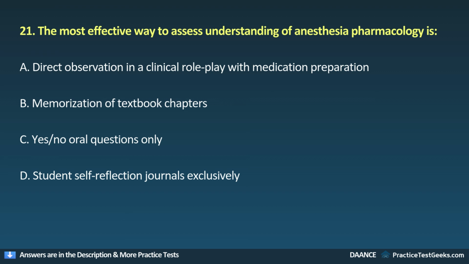21. The most effective way to assess understanding of anesthesia pharmacology is A. Direct observation in a clinical role-play with medication preparation. B. Memorization of textbook chapters. C. Yes-no oral questions only. D. Student self-reflection journals exclusively.